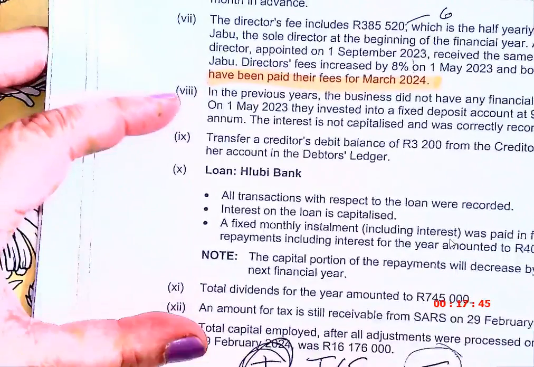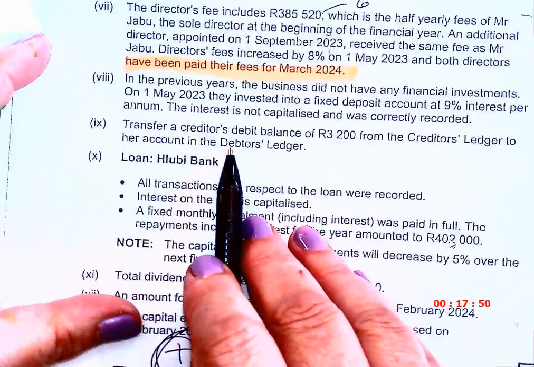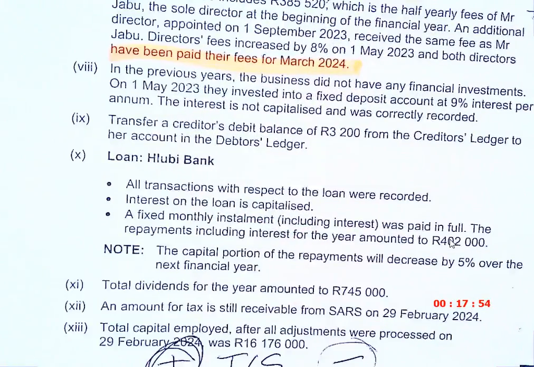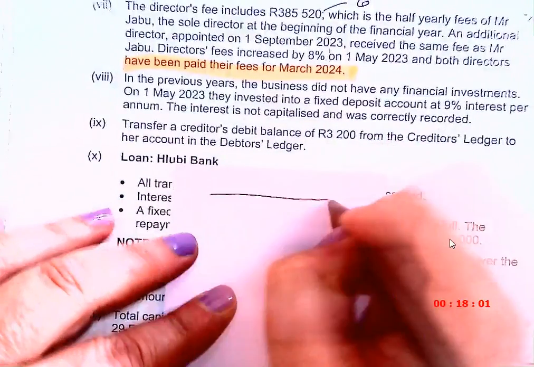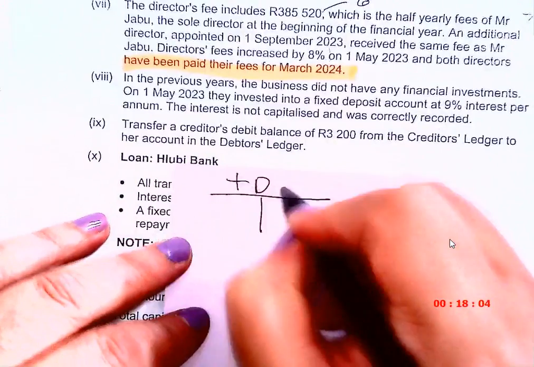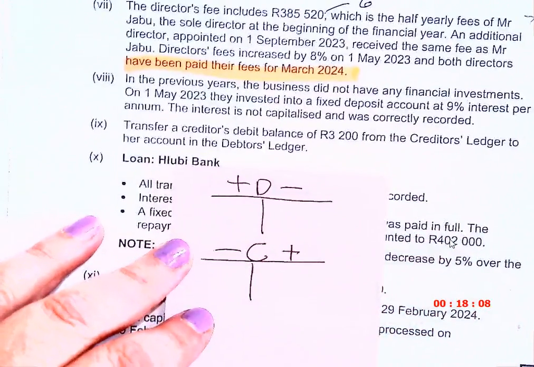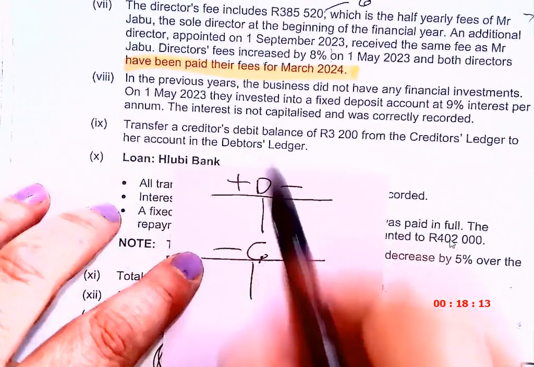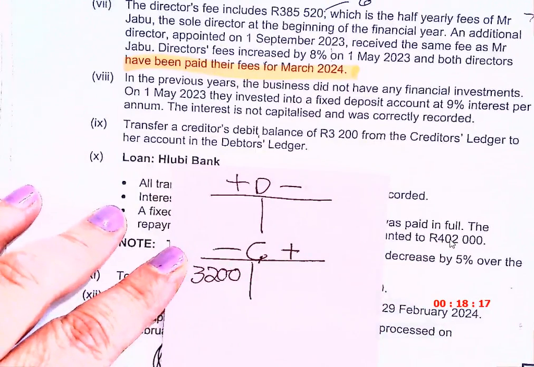Next one. Transfer a creditor's debit balance from the creditors' ledger to the debtors' ledger. Now the first thing you do when you get something like that is what? You draw two T's. You've got one for debtors, you've got one for creditors. Please guys. Now, what do they say? It's a creditor, so we're going to be here with a debit balance, so it's going to be here.